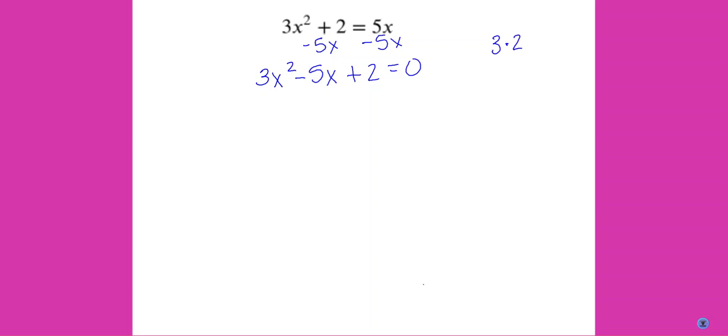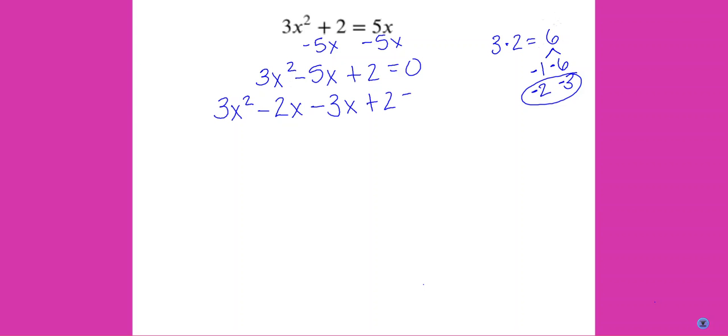3 times 2 equals 6. The factors of 6 are 1 and 6, or 2 and 3. Since we're multiplying to get a positive, but adding to get a negative, we know that they're both negative. And then the pair that adds up to negative 5 would be negative 2 and negative 3. So I'd have 3x squared minus 2x minus 3x plus 2 equals 0.